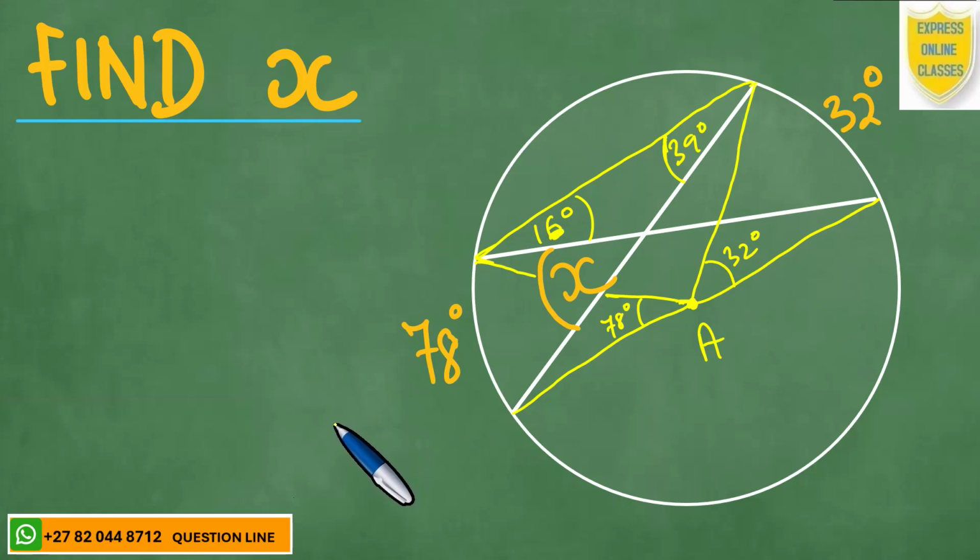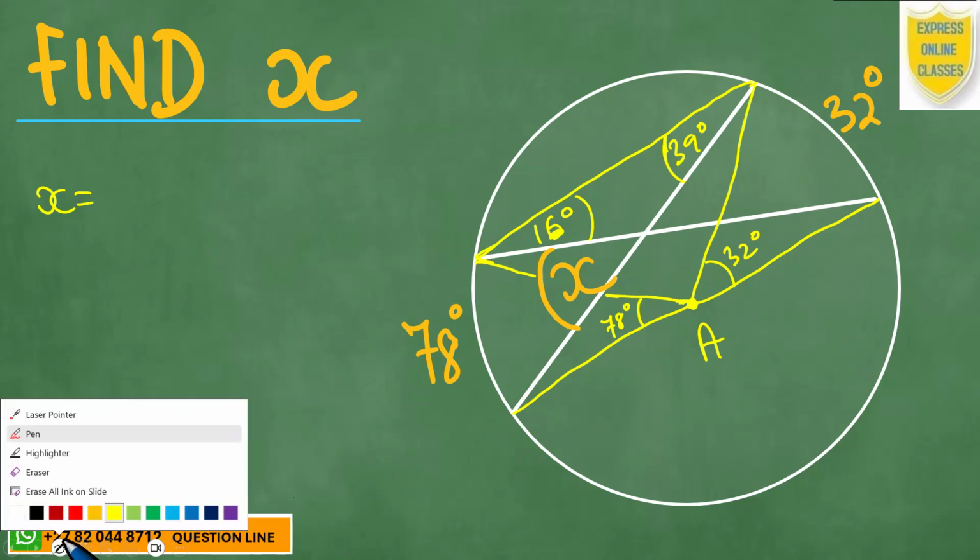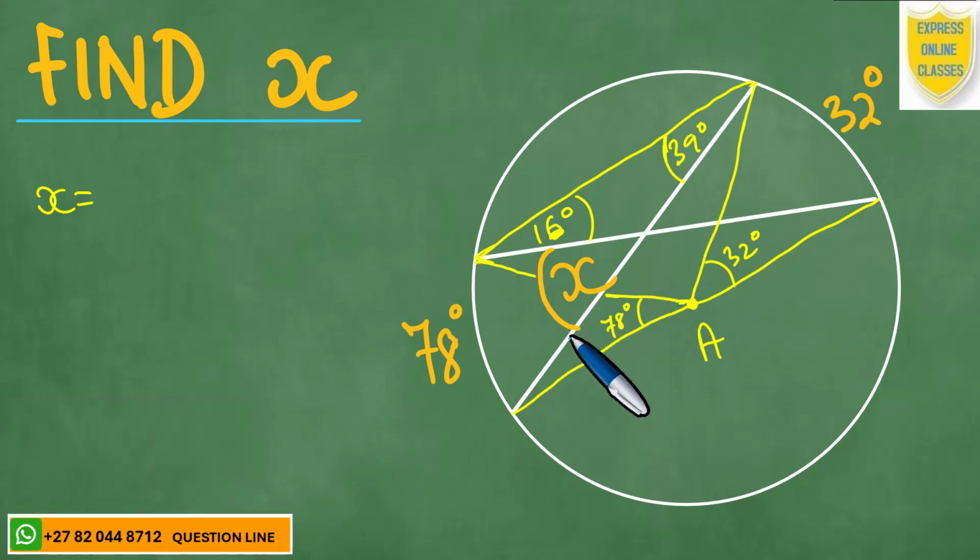And so what then do we observe out of this? The angle x is the exterior angle of this particular triangle over there. If you look at this particular triangle here, the angle x is the exterior angle of this triangle, and it makes us realize that x is therefore equal to 39 degrees plus 16 degrees.